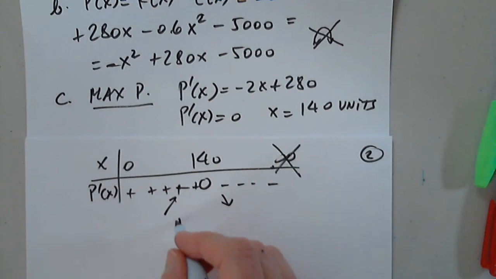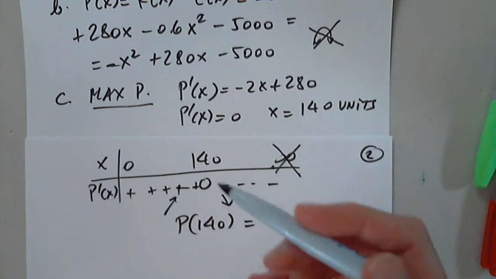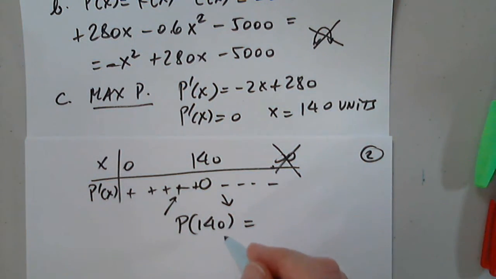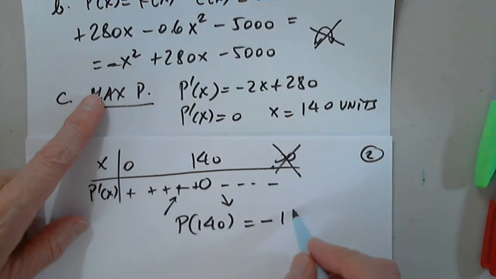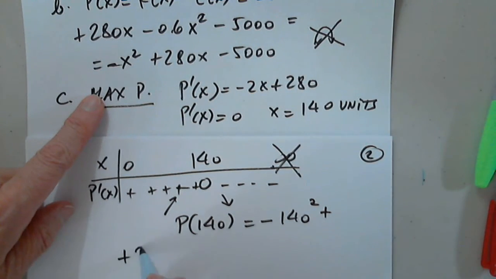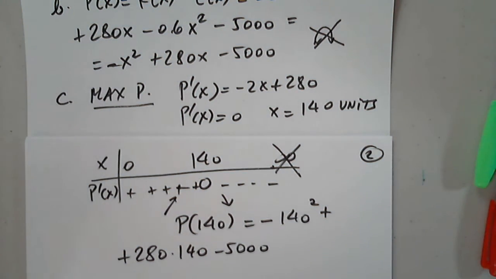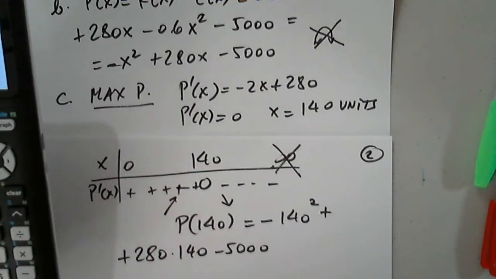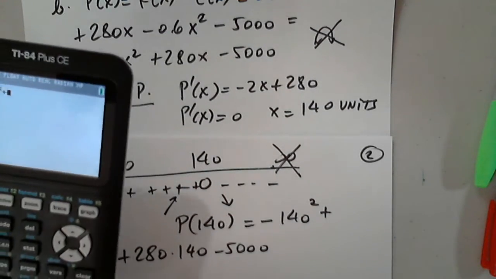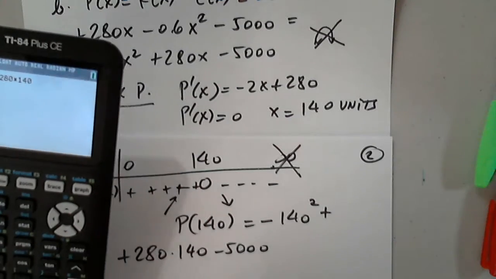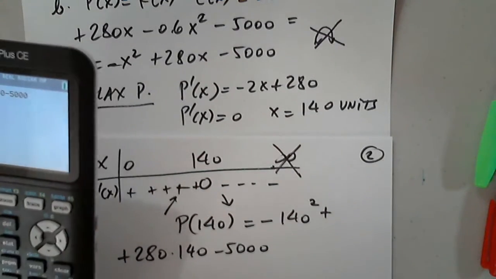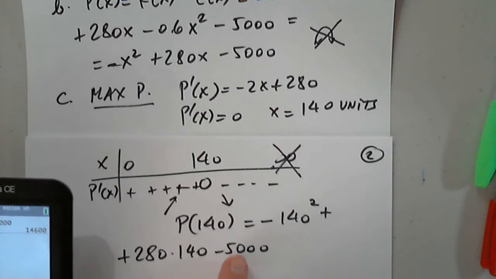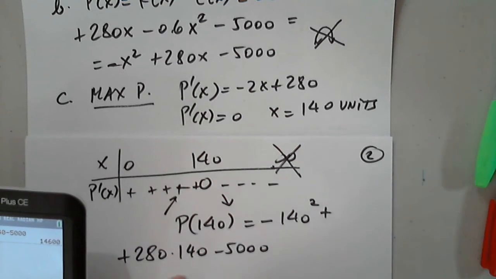Now, if I want to find the profit that is the maximum, I have to go back to the profit function and plug in 140. So then I have negative 140 squared plus 280 times 140 and minus 5,000. Careful how you plug all this in. 140 squared plus 280 times 140 and minus 5,000. I'm checking all my numbers. Yes, that's correct.